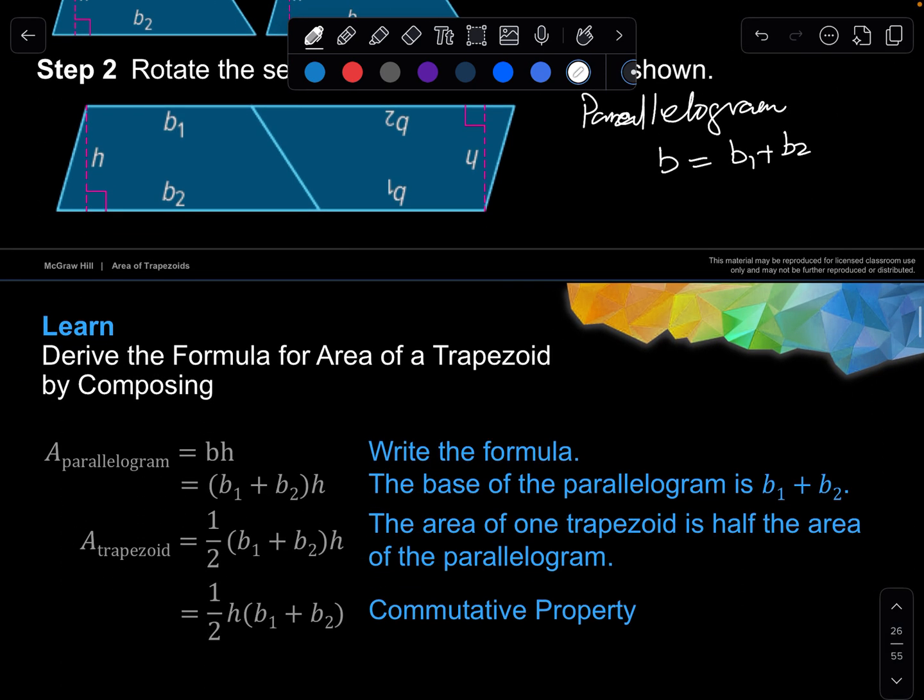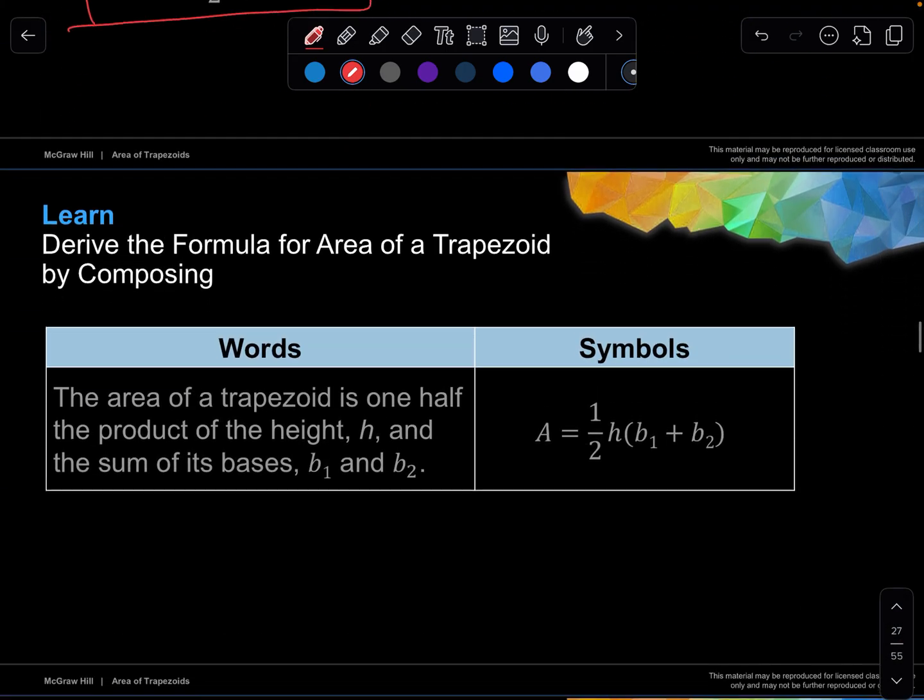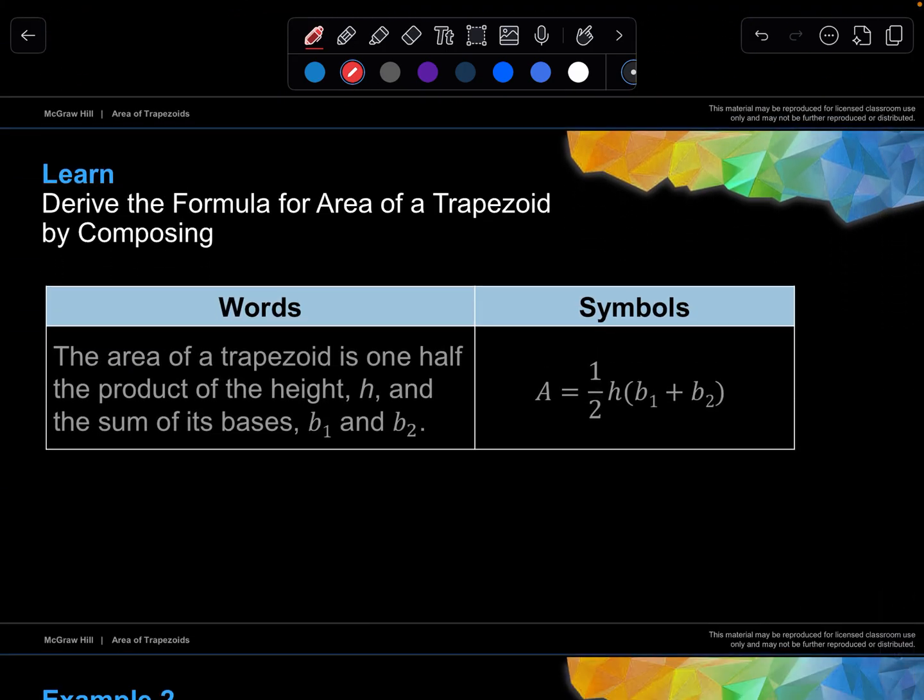So I'm going to use that. Area of parallelogram is BH, which is B1 plus B2 times h. Area of trapezoid is half of that. So half of B1 plus B2 times h. I use the commutative property to change the order. So that's nothing but half h times B1 plus B2. So that's my formula for area of a trapezoid. Or in other words, area of a trapezoid is 1/2 the product of the height and the sum of its bases.